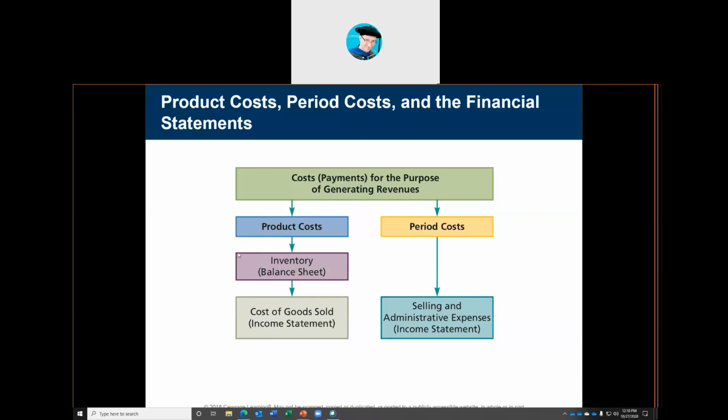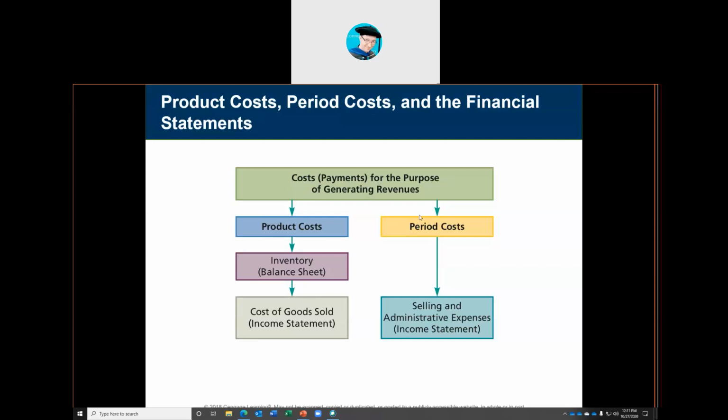Inventory includes raw materials, work in process, and finished goods. Cost of goods sold on the income statement: we take our finished goods, and when we sell it, it becomes cost of goods sold. And you remember that from 201.